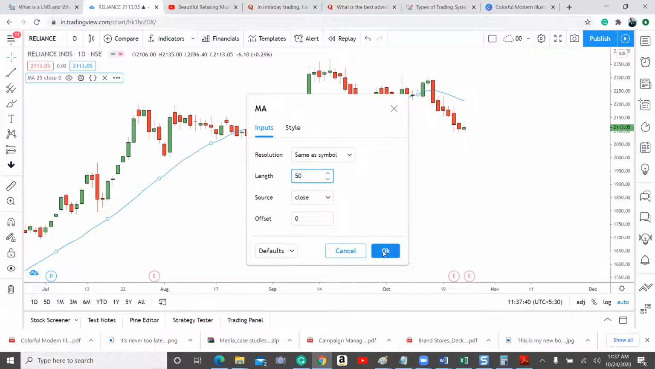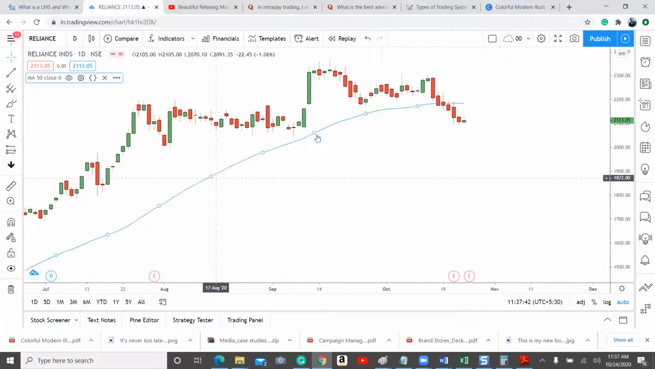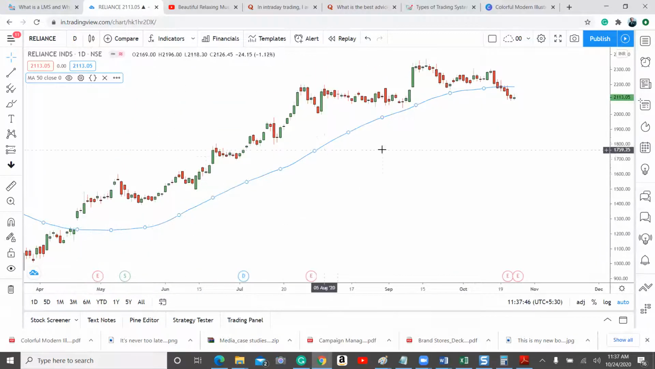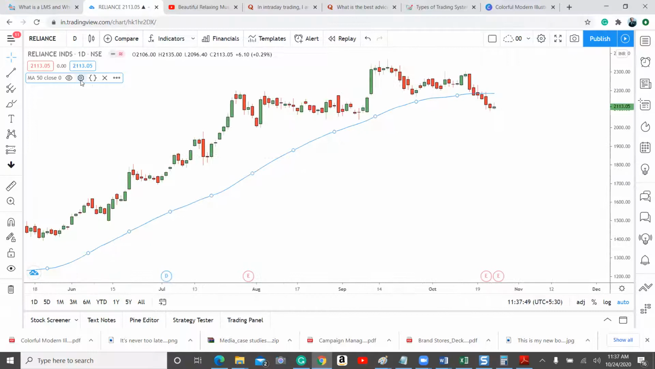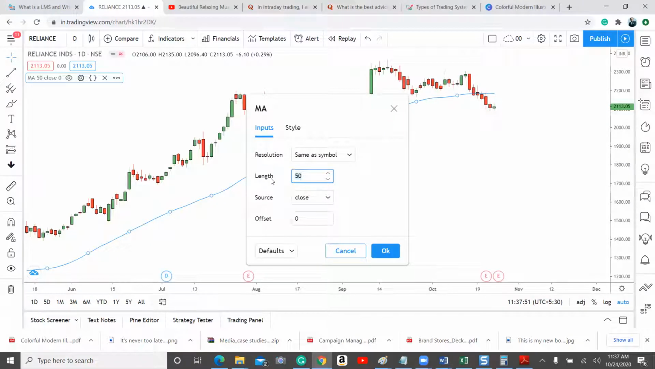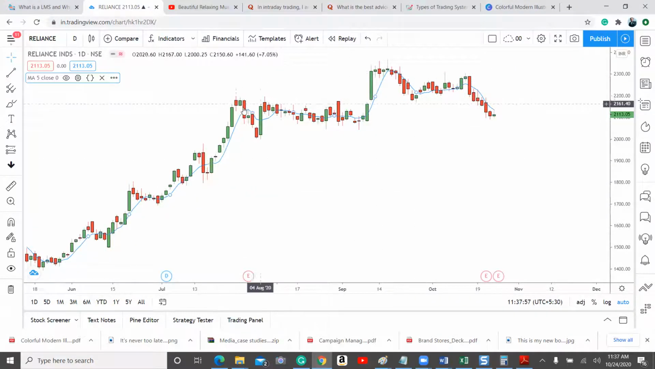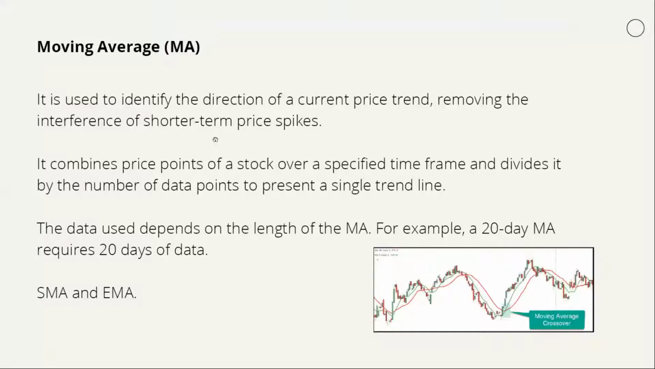But remember, whenever you increase the total number of days, it smooths out. It smooths the noise. If you go for a shorter duration, it will be very active, which means it shows a big reaction to the price. Can you see this? So this is how one can use moving average.